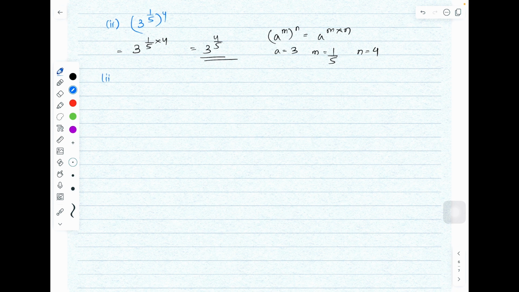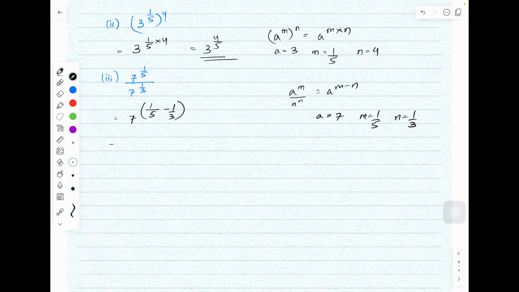Understood? The third simplification is 7 to the power 1 by 5 divided by 7 to the power 1 by 3. The third law: a to the power m by a to the power n equals a to the power m minus n. Instead of a it is 7, m is 1 by 5, n is 1 by 3. So 7 to the power 1 by 5 minus 1 by 3.